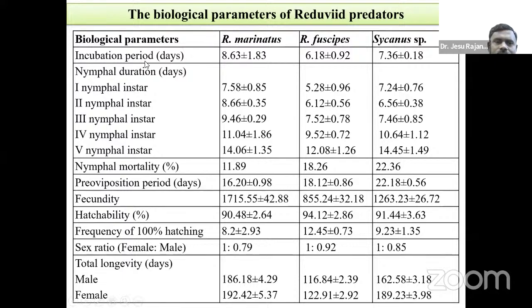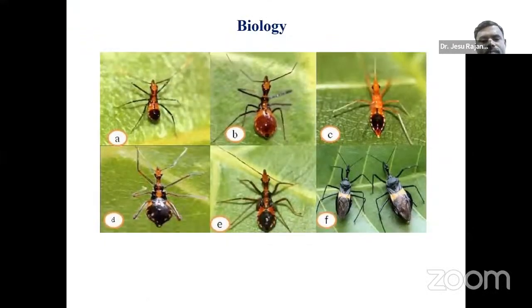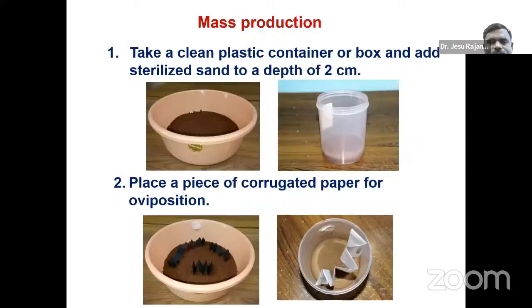Now the life cycle. You know that the hemipteran insect has 5 nymphal instars, and the total is almost 45 to 50 days, then it comes to the adult. The fecundity is very high, approximately a minimum of 1,000 to a maximum of 2,000. These are the different stages of the insect: 5 nymphal instars, then the adult. Both nymphs and adults are predators only. So now I'm coming to the point of mass production.